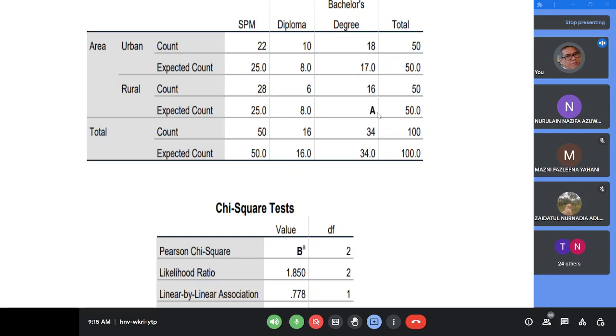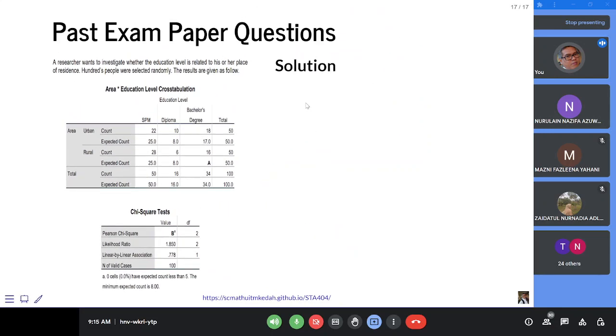Some of the values they make missing. For example, here the expected count they call A. So you have to find what the value of A is. So you know that 17 plus A equals 34. That means to get the value of A, just simply take 34 minus 17. So you should get the value of A. Or you can just go row wise. So 50 minus 25 minus 8, you get the value for A. Same thing. Okay.